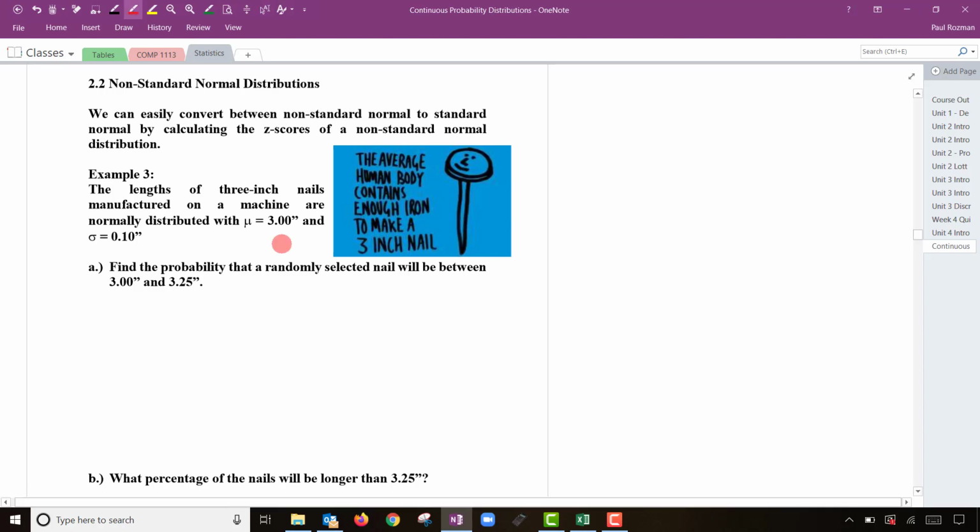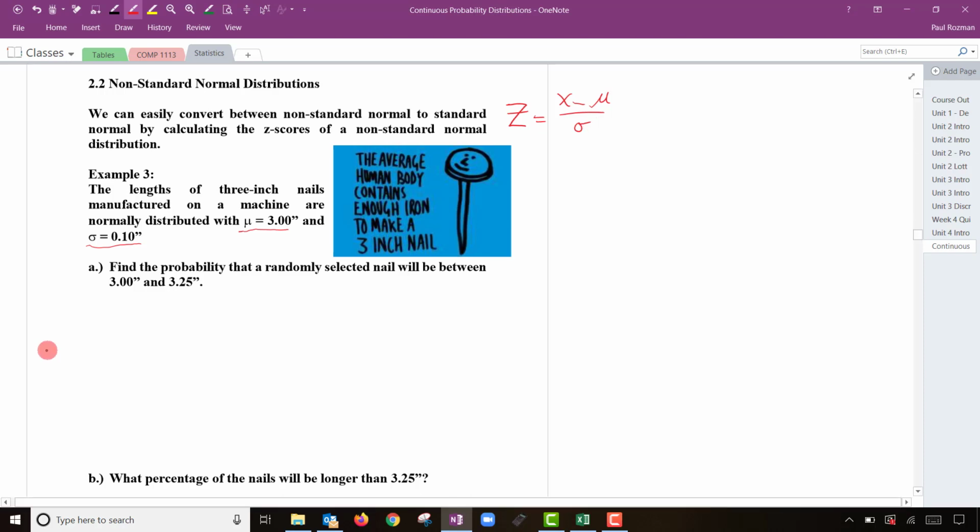Here's an example where we're looking at 3-inch nails. They aren't all 3 inches. On average, they're 3 inches, but there's quite a bit of standard deviation, 0.1 inch. So it's similar to the thermometer example, except now we don't have a mean of 0 and a standard deviation of 1. We basically have to do a transformation. Remember, to transform a value to z, it's x minus mu over sigma. And that's basically what we're going to do here.